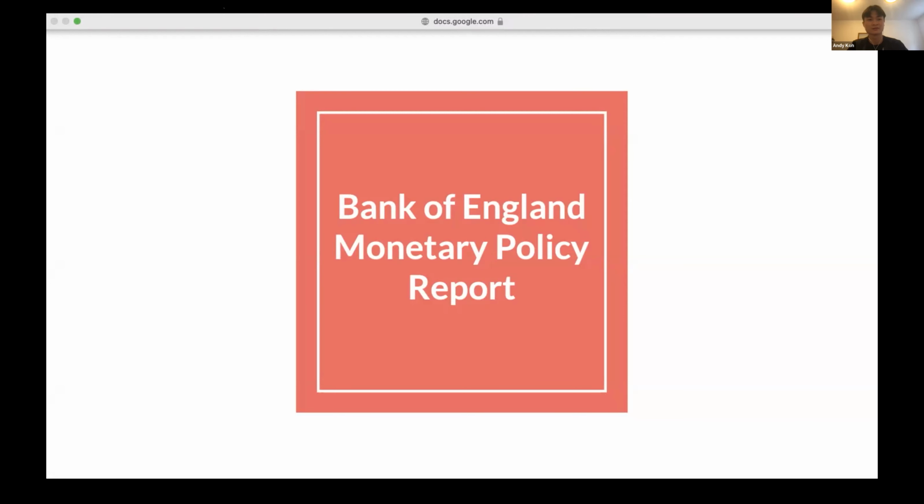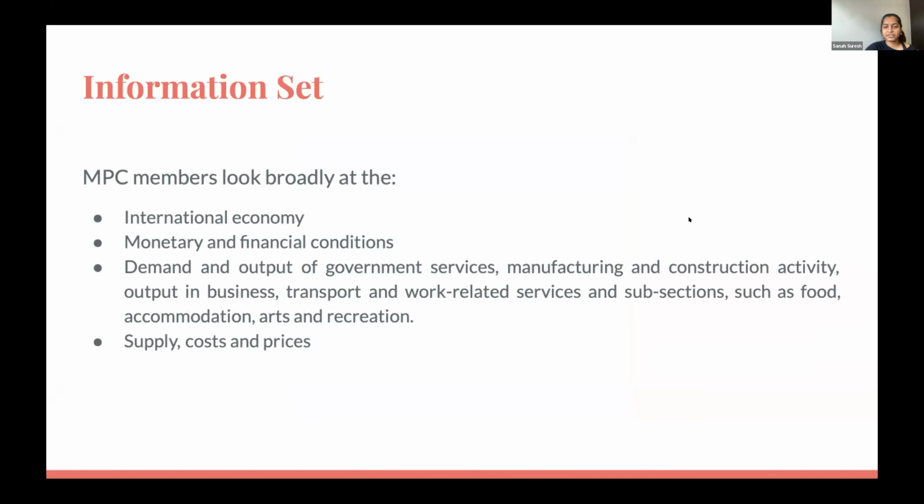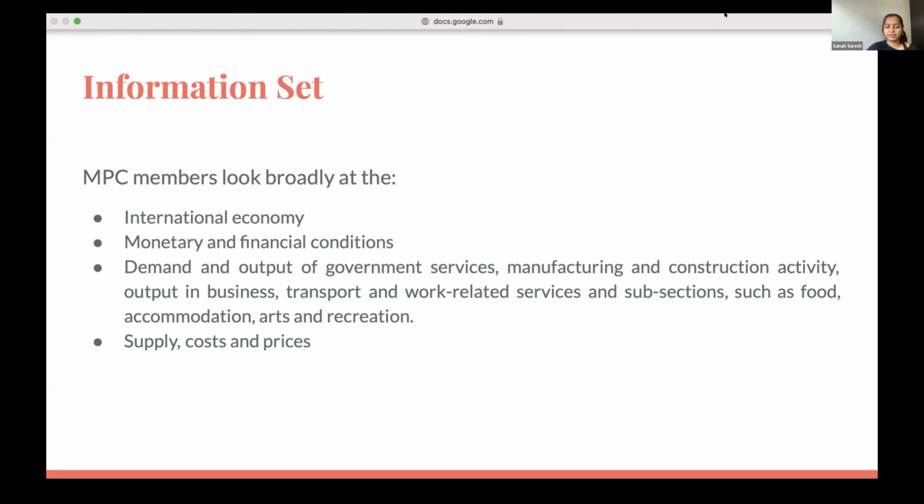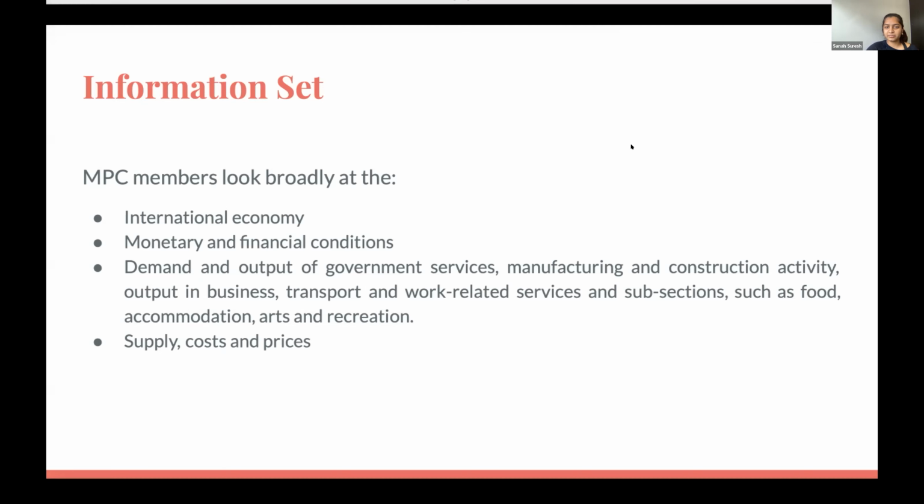Thank you. We're going to start off by looking at the information set the MPC considers before making monetary policy decisions. The members look more broadly at the international economy, monetary and financial conditions, demand and output of various services, and the supply, costs, and prices. More specifically, the indicators the MPC members look at include GDP projections, the labour force survey, and the CPI inflation.